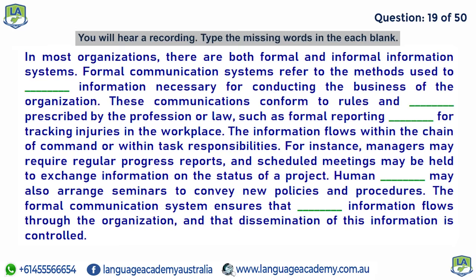In most organizations, there are both formal and informal information systems. Formal communication systems refer to the methods used to convey information necessary for conducting the business of the organization. These communications conform to rules and regulations prescribed by the profession or law, such as formal reporting procedures for tracking injuries in the workplace. The information flows within the chain of command or within task responsibilities.